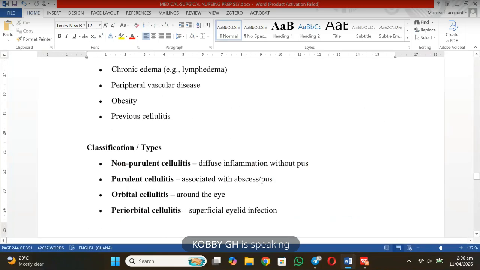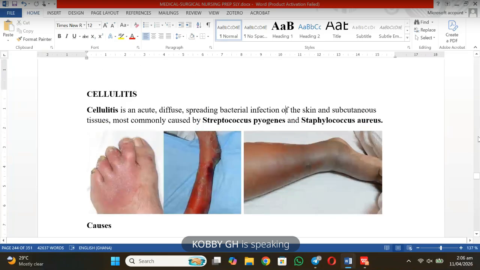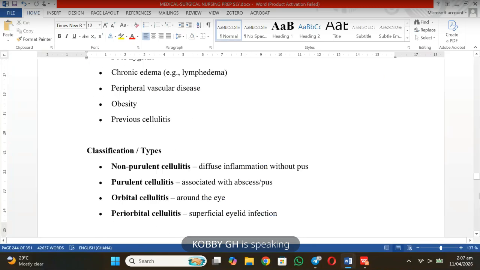So if the examiner talks about a condition affecting the skin and subcutaneous tissue, and doesn't highlight pus accumulating under the skin, they are likely to be talking about cellulitis. Okay, and especially when the swelling is not localized. The swelling is a spread one, a very large one, covering a large area of the skin. The answer is more likely to be cellulitis. All right, that is fine.